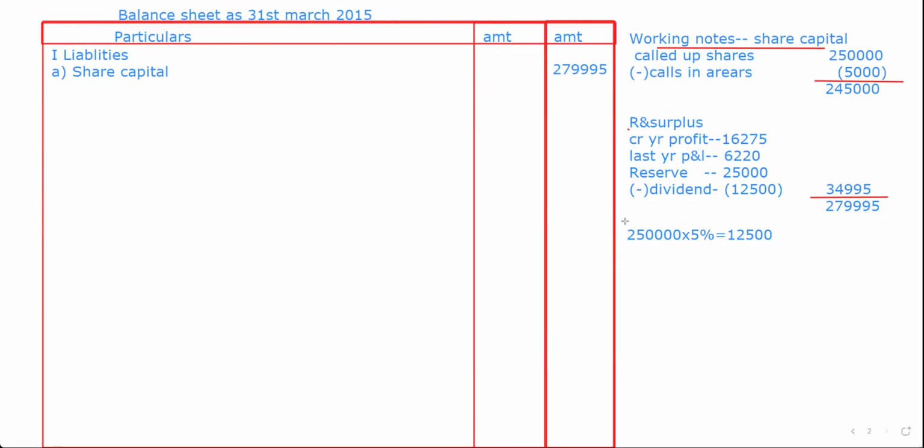So this is the working part which I got. This is the only working part. Hope it's clear for you now. Once the share capital is done, I'm going to move on to the next portion of it.